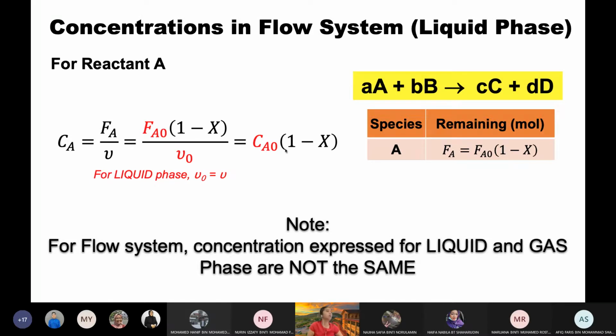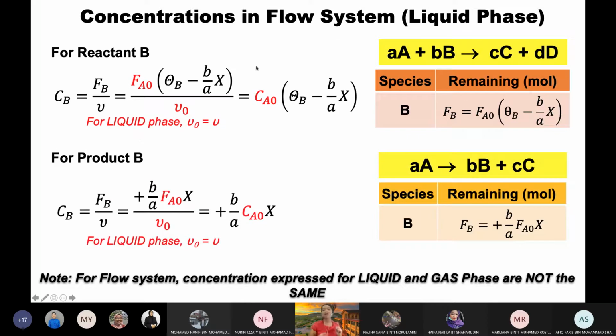So next, let's say we do for B. Okay, so sama je. Untuk case B pun, kamu kena ingat macam case batch reactor, concentration B boleh express dalam dua cara yang berlainan because in one situation, B can be the reactant. If you have two reactants, B can be one of your reactants. Or let's say B is your product, means you only have one reactant, you have two products, in that situation, B is your product. So in that case, you have two different expressions of the concentration.